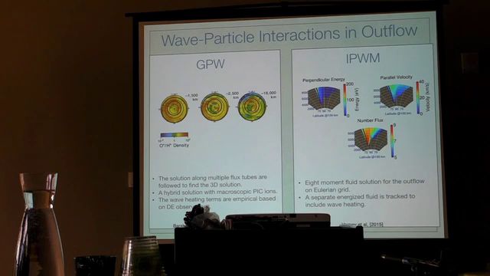But you don't have to do a hybrid approach or a Lagrangian approach. There's a new model now, the IPWM, Ionosphere Polar Wind Model, from Roger Varney, which was published this year. This is a very nice approach using an 8-moment fluid solution for the outflow on an Eulerian grid, with a separate fluid to track the heated population.